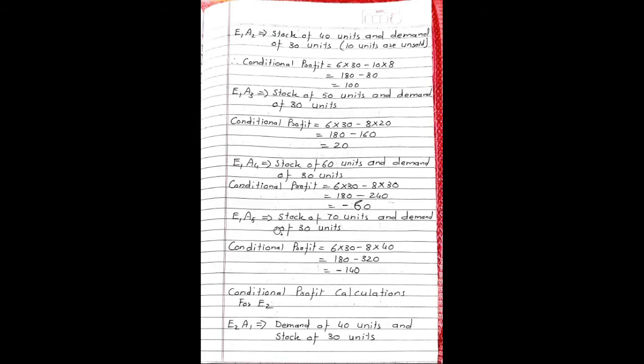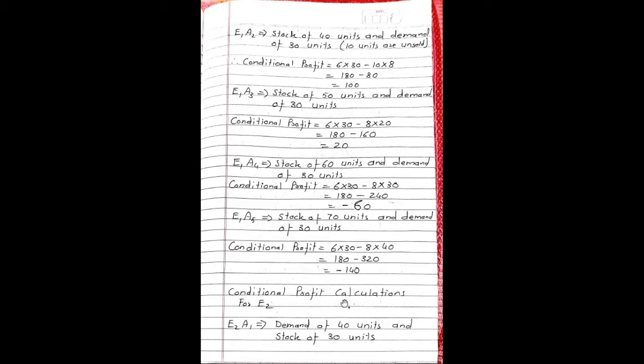A5 E1, stock of 70 units and demand of 30 units. So conditional profit is equal to 6 into 30 minus 8 into 40. 40 units will remain unsold. So answer becomes 180 minus 320, which is equal to minus 140.